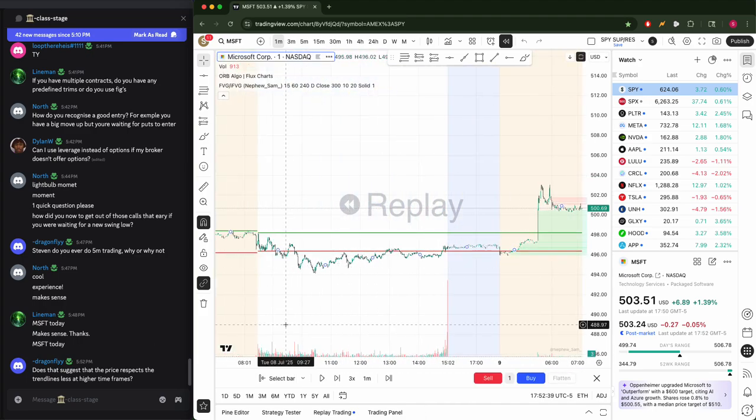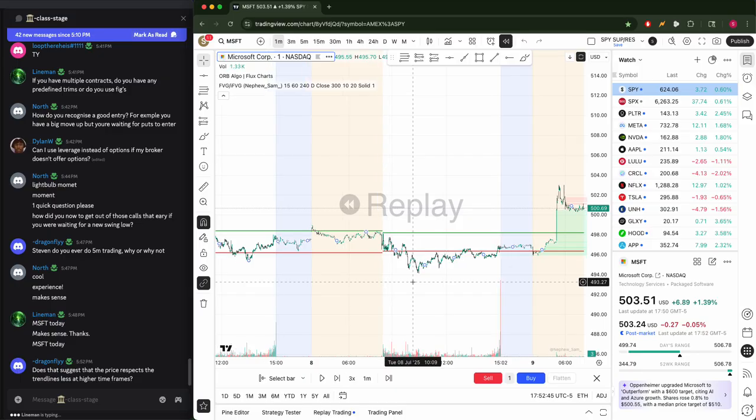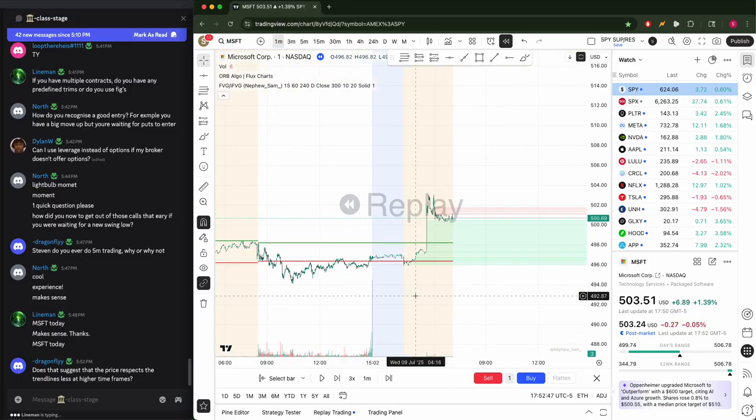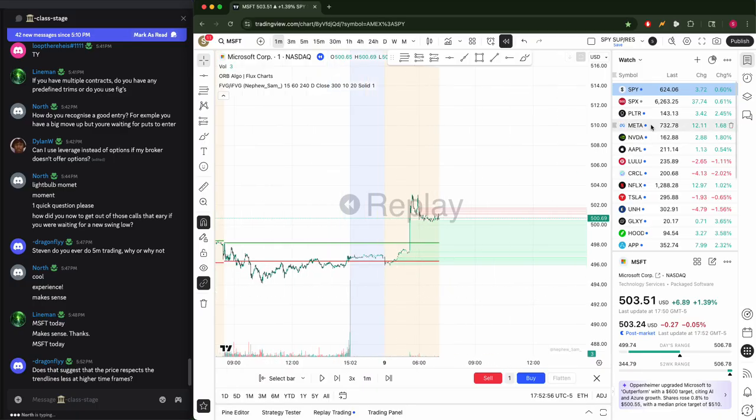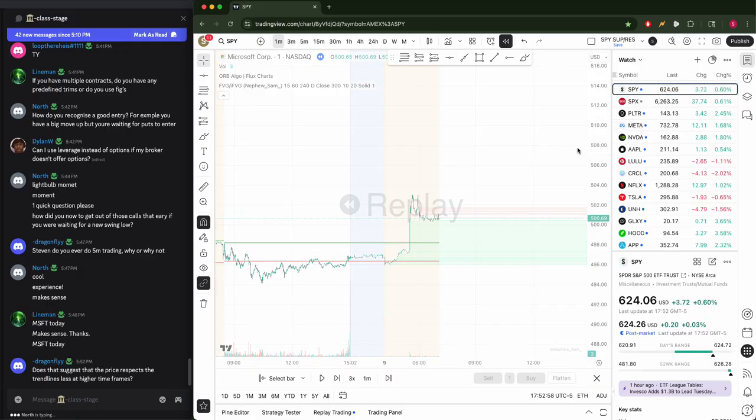Dragonfly asked, does that suggest that the price respects the trend lines less at higher time frames? No. So if you have a higher time frame, like say a lot of my lines that are not 1 minute are on the 24-hour trend line. Let me pull an example for you.